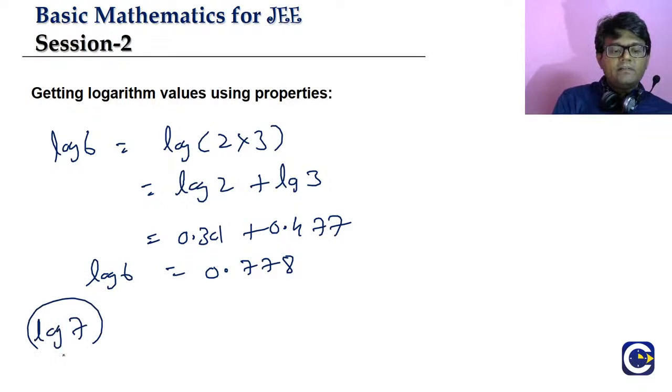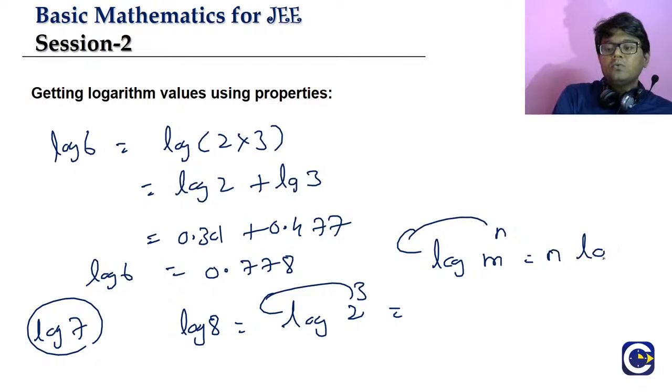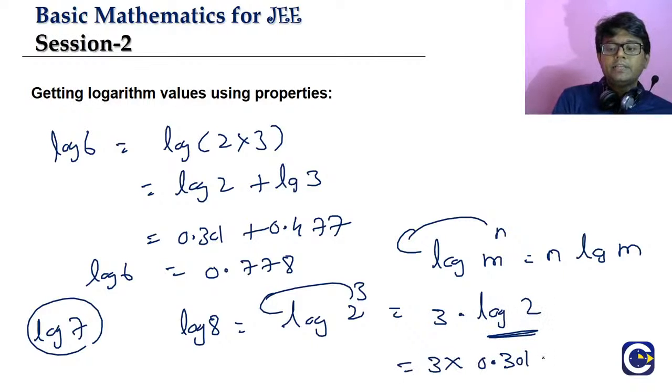Log 7, right, we will not be able to straight away get by using the log 2 and log 3. Log 8 we can get. Log 8 will be what? Look at this. 8 can be written as 2 cube. Same property. Log of m to the power n is n into log m, which means it will be 3 into log 2. 3 into 0.301 is going to be 0.903. That is our log 8.